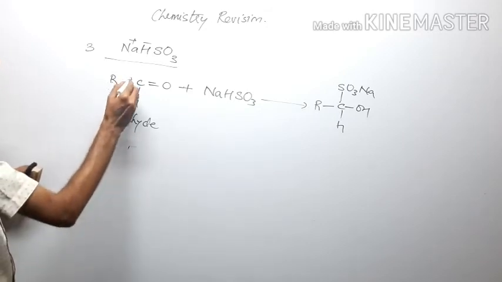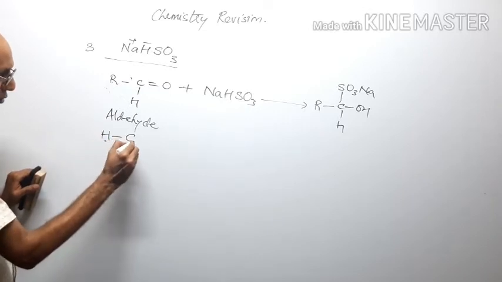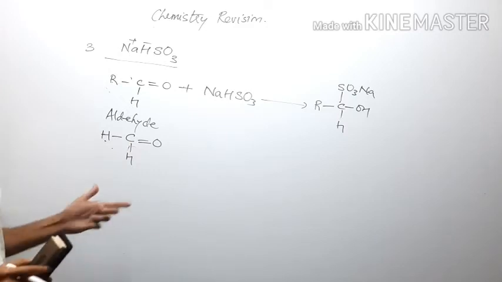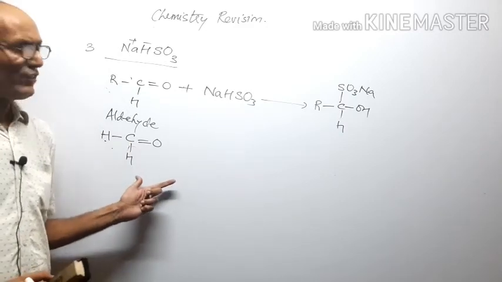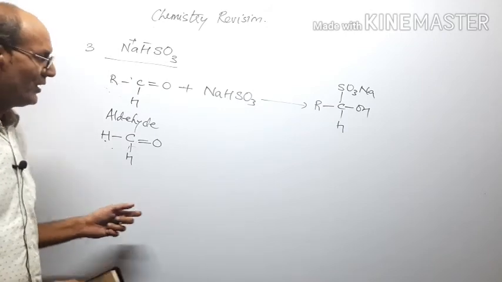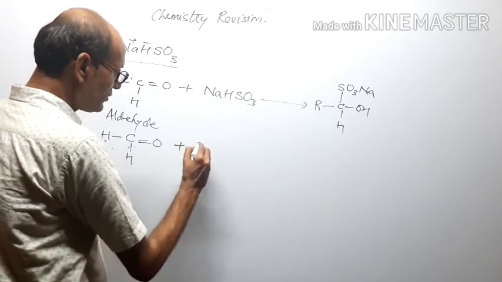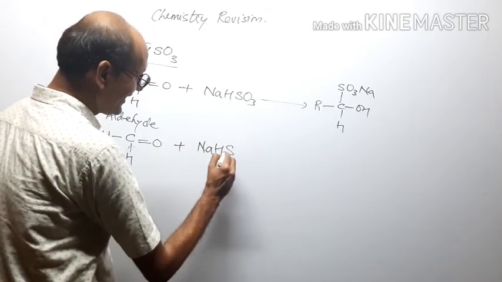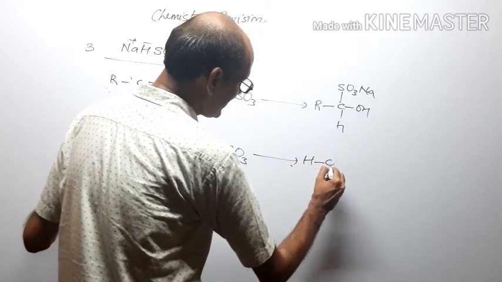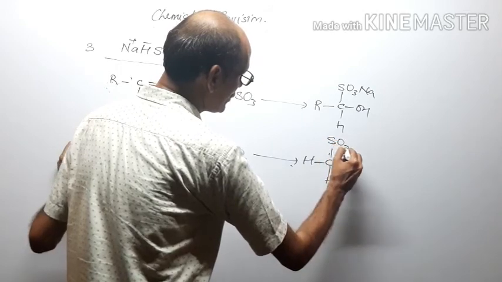I am writing the first example of aldehyde. This time I am taking formaldehyde, H single bond C, single bond H, double bond O. This is the first member of the aldehyde family and it is called formaldehyde. In the IUPAC system, it is called methanal. When it reacts with sodium bisulfite, NaHSO3, you will get H single bond C, single bond H, single bond OH, single bond SO3Na.